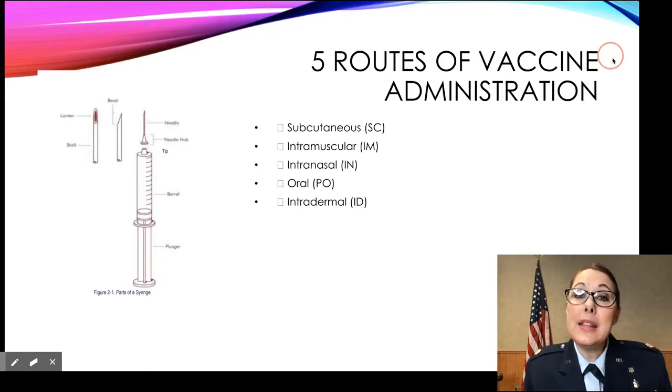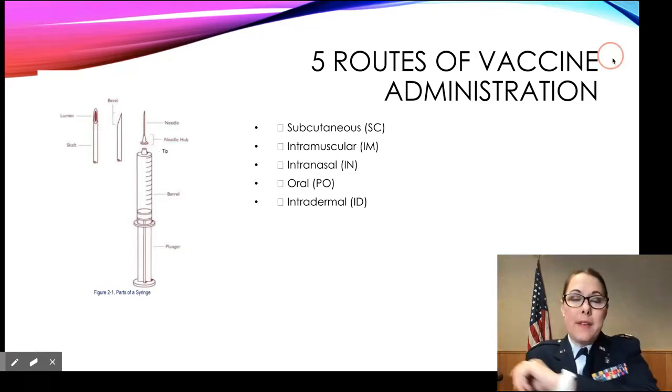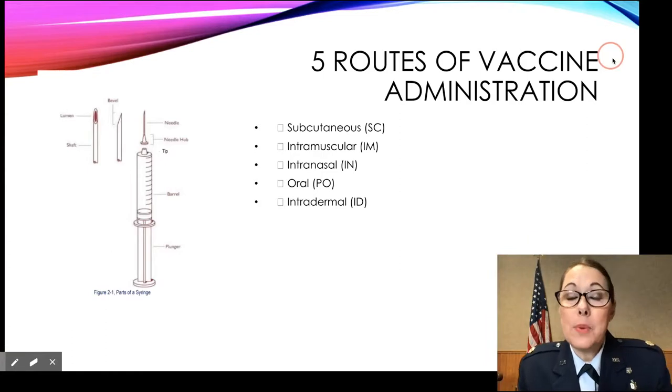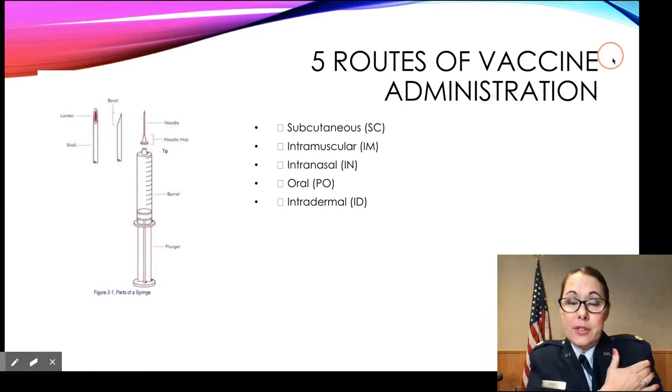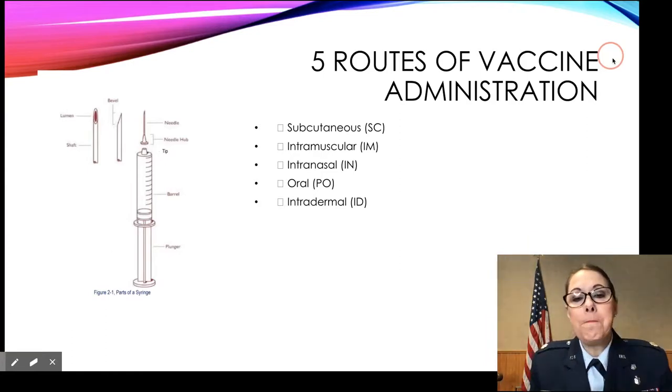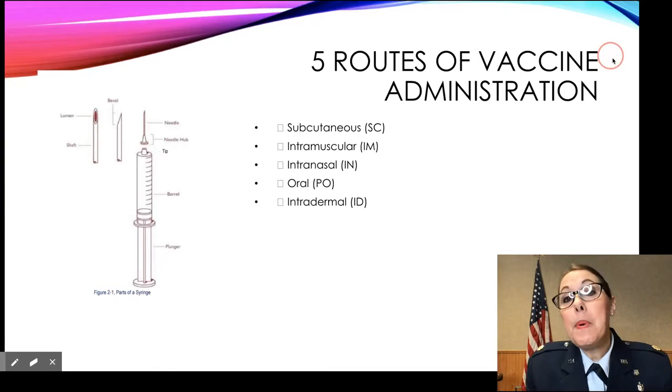Now, the 5 routes of vaccination administration. So you can either get an immunization subcutaneously, which is in the fat. We usually use the back of our arm. You can get it intramuscularly, which is in the deltoid. That's this part right here. Intranasally, we used to get that with the flu vaccine that came that way. Or orally, some are little things that you drink. And intradermally, we see that with the tetanus vaccine.